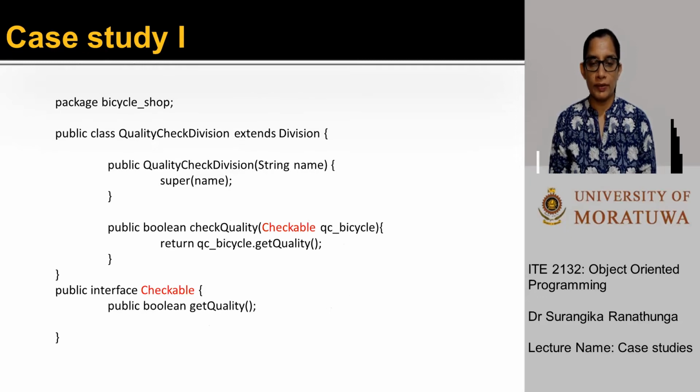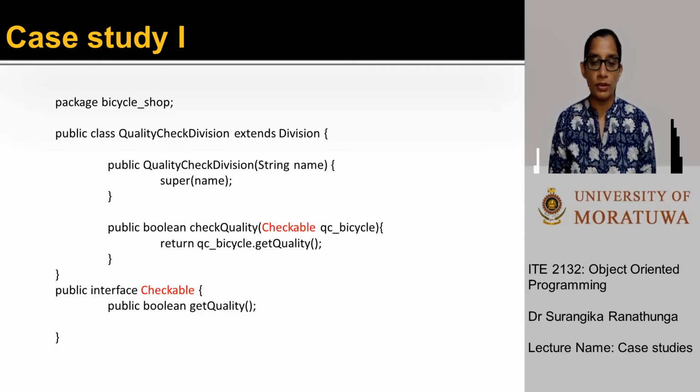So here is the quality check division. Now it has a requirement that it should check the quality only of the kid's bike and the motorbike. So in order to satisfy that, what can we do? One not so good option is to have two methods. One check quality method will take the kid's bicycle as the parameter. The other check quality method will take the motorbike as the parameter. For the same function we are implementing two methods, which is not a good design.